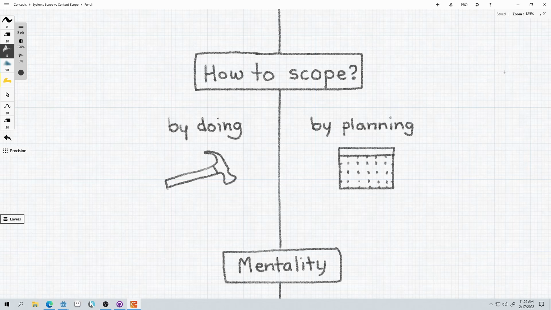Also, it's much easier to plan for your content because if you've already made one level, you have a pretty good idea of how long it's going to take to make another level. Let's look at mentality now.